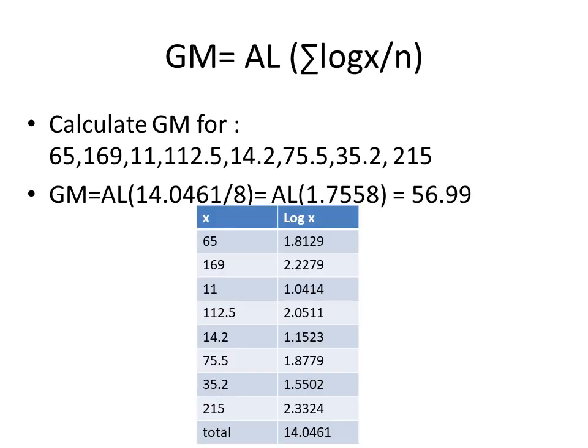Now, how do we calculate this? This is the question: geometric mean for 65, 169, 11, 112.5, 14.2, 75.5, 35.5, 215. Now, we have to calculate logs for these. How do we calculate log? For 65, in the log table we should see 65 under 0. It is 8129. As there are two digits in 65, the log is 1.8129. Next, 169. 169 has three digits.